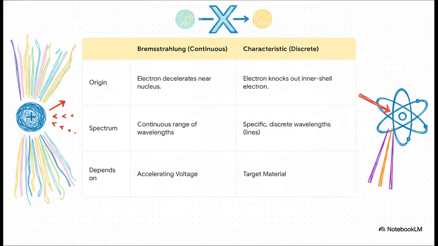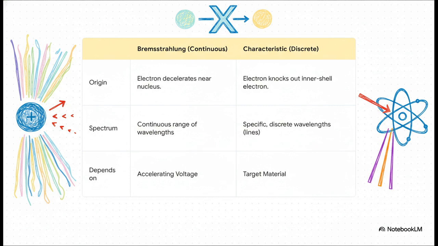So the first type is called Bremsstrahlung. It's a German word that literally means braking radiation, which is a perfect name for it. This happens when an incoming electron zips past the nucleus of a target atom and gets deflected, so it slows down or brakes. This produces a whole continuous range of X-rays.